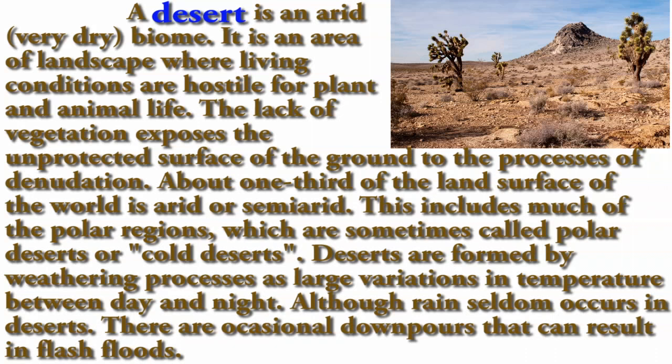A desert is an arid, very dry biome. It is an area of landscape where living conditions are hostile for plant and animal life. The lack of vegetation exposes the unprotected surface of the ground to the processes of denudation. About 1/3 of the land surface of the world is arid or semi-arid. This includes much of the polar regions, which are sometimes called polar deserts or cold deserts.